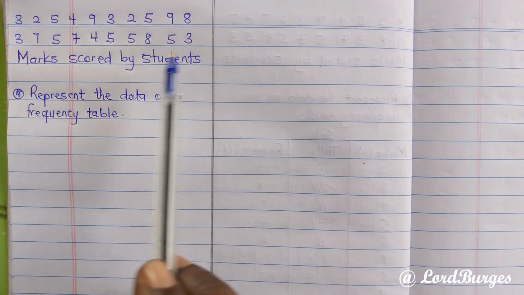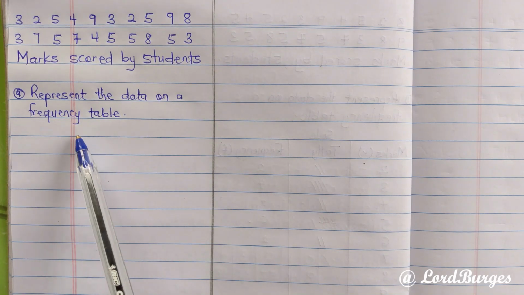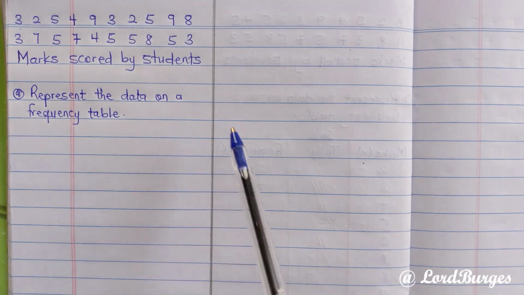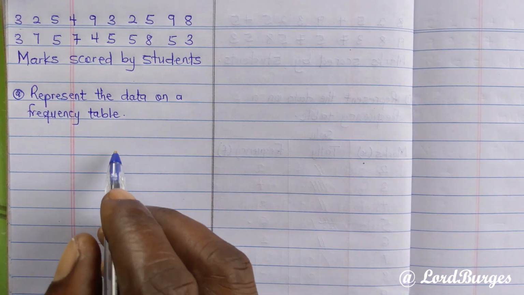This data represents the marks scored by students in a test. And the first question says that we are to represent the data on a frequency table. Therefore, we need to draw the frequency table first.